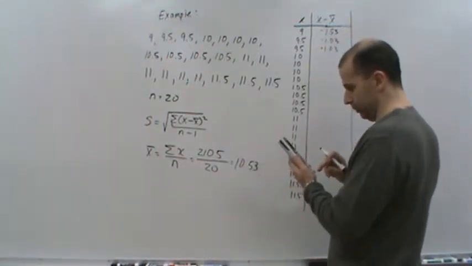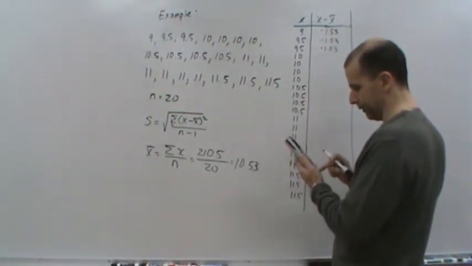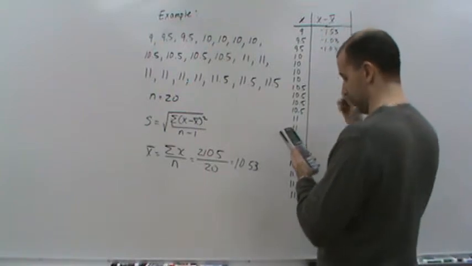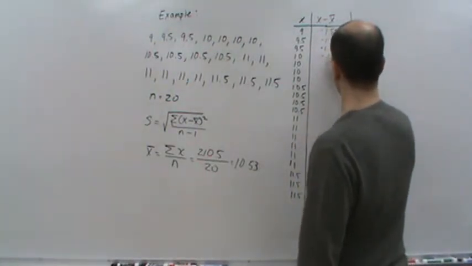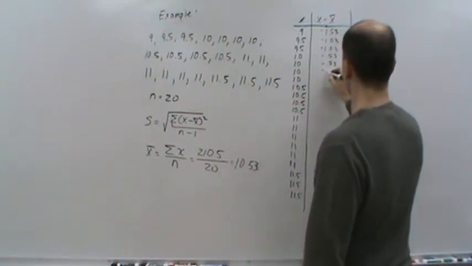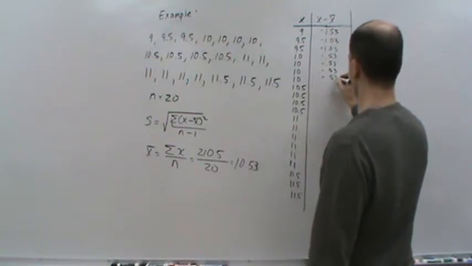So now 10 minus 10.53 is negative 0.53. I should have known that. Negative 0.53, negative 0.53, negative 0.53, negative 0.53.